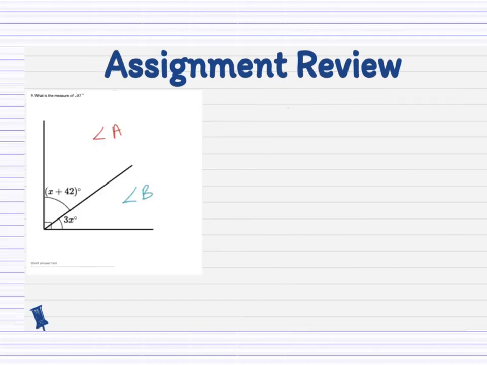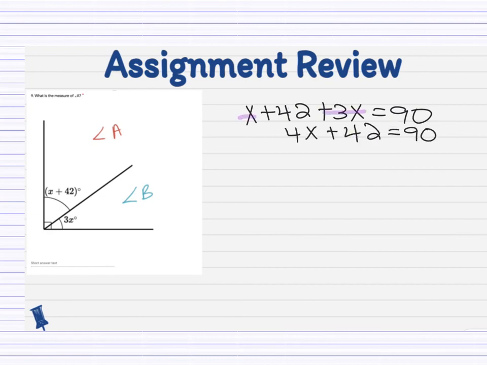All right, question number 9 says what's the measure of angle A? So first we need to set up the equation to solve. These are complementary angles, so they're equal to 90. So I add my two angles, I set it equal to 90. Now I'm going to combine like terms and set up the equation. All right, so we're left with 4x plus 42 equals 90. All right, now you need to go ahead and solve that equation to get the value of x. And then our question says, what is the measure of angle A? So once you get x, you're going to plug it in here for angle A, and it will be x plus 42. So whatever number you get, plus 42 will give you your answer.